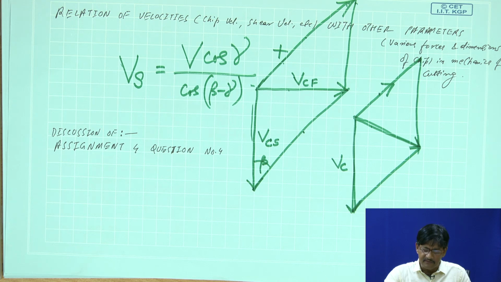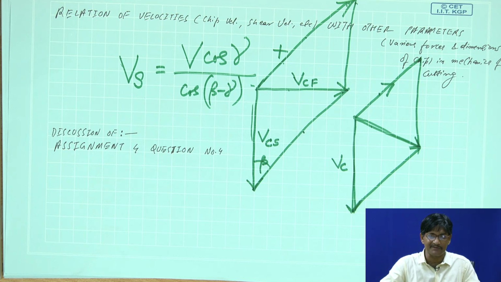Now, why is that occurring? That is occurring because there is maximum deformation, maximum shear deformation, taking place along the shear plane, and essentially that gives rise to the highest velocity in the system in that direction.